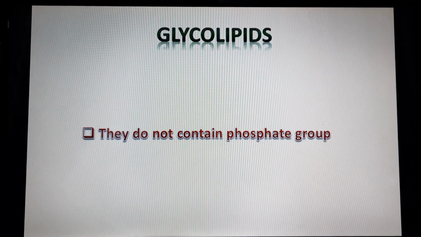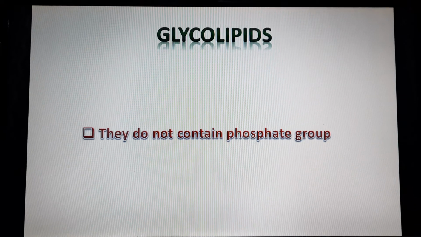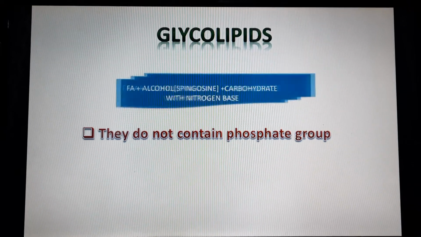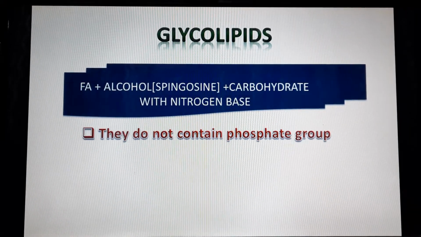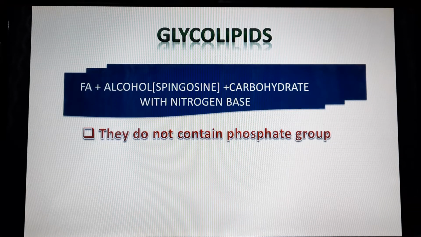Glycolipids. The most important message in case of glycolipid is that they do not contain a phosphate group. So if you have any MCQ-like question which states that a phosphate group is present in glycolipid, then it is wrong. Phosphate group is not present in glycolipid.